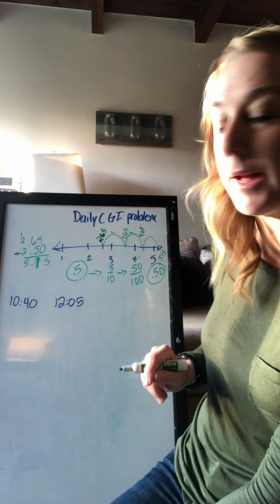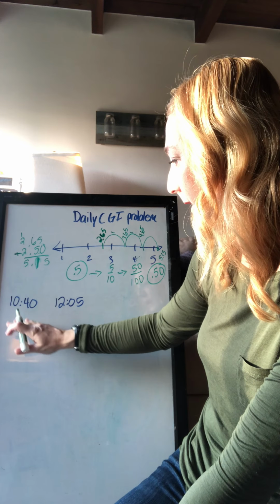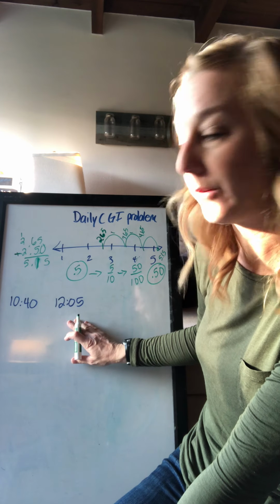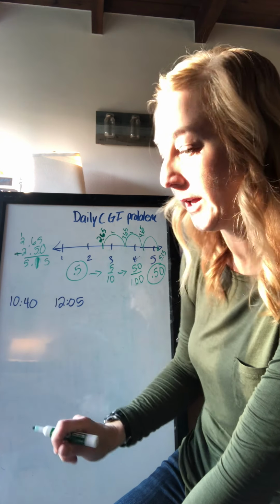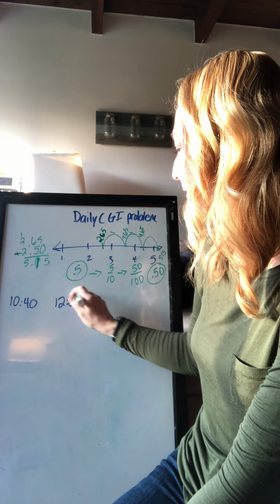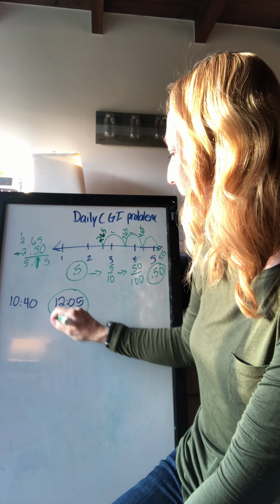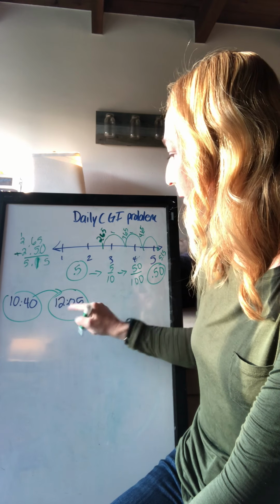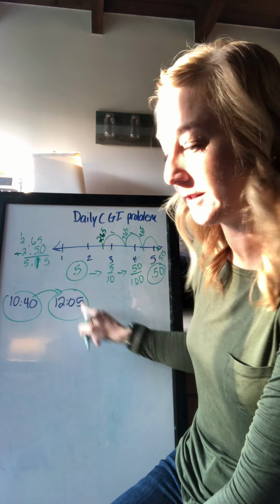Just right there, okay? The other one said, okay, 10:40, and then you stopped at 12:05. What would be your time? Or actually started here. I would say it's a subtraction problem, correct? You started here, but then you have to stop at 12:05. What's the distance of time?